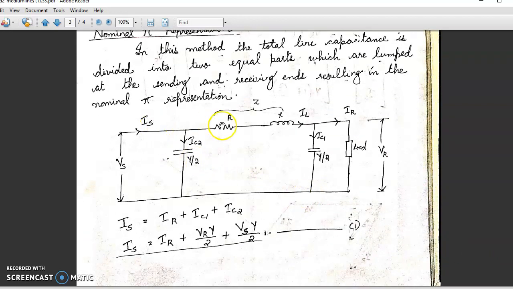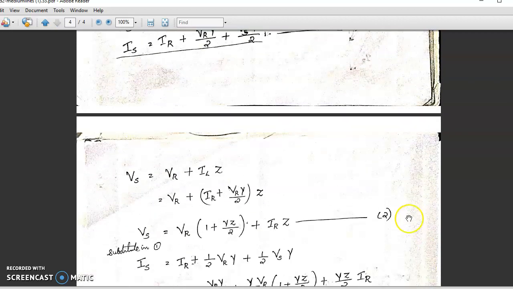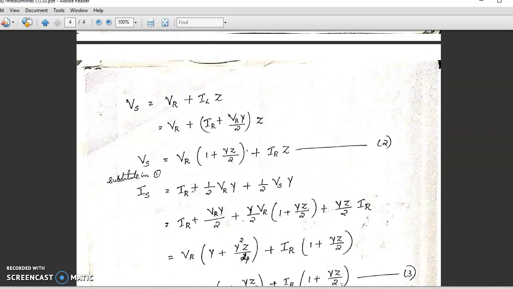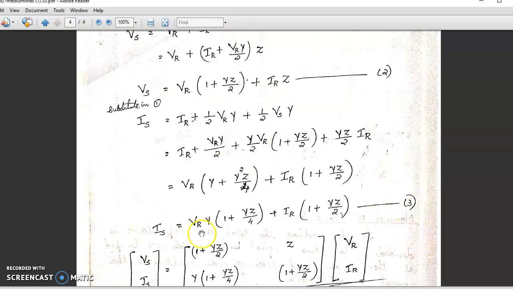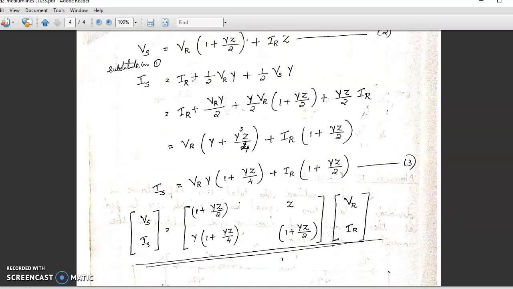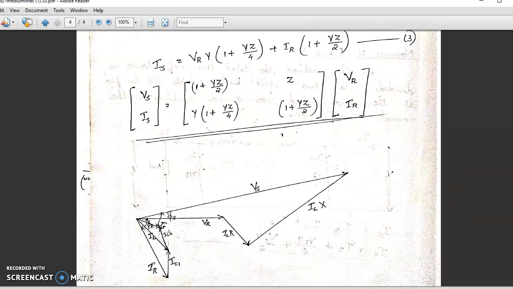So, Is is equal to IR plus IC1 plus IC2. That is equal to IR plus IC1, which is VR Y by 2, and IC2, which is VS Y by 2. So, Vs is equal to VR plus IL into Z. Substitute for IL as IR plus VR Y by 2. So, we will get Vs in terms of VR and IR like this. Then we can go and substitute for this in equation 1. That, on rearranging and solving, I will get Is in terms of VR and IR. Then I can represent it as a matrix like this. After that, I can draw the phasor diagram.